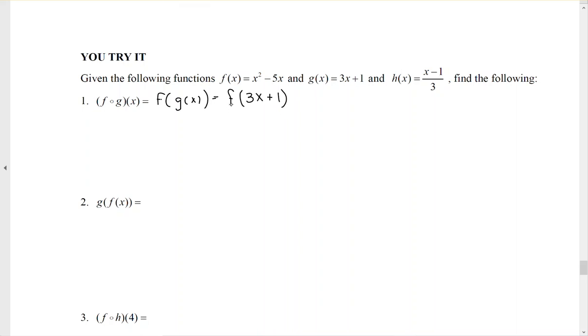Your next step is to go find the f function, take out the x's, and then substitute in 3x plus 1. So when I do that, the x comes out here. I still have it squared, and then it's minus 5. The x again is a placeholder, it comes out, and I replace those x's with what's inside of here, 3x plus 1.